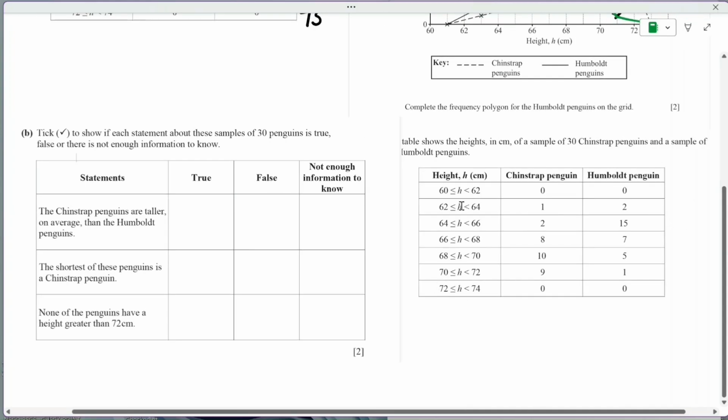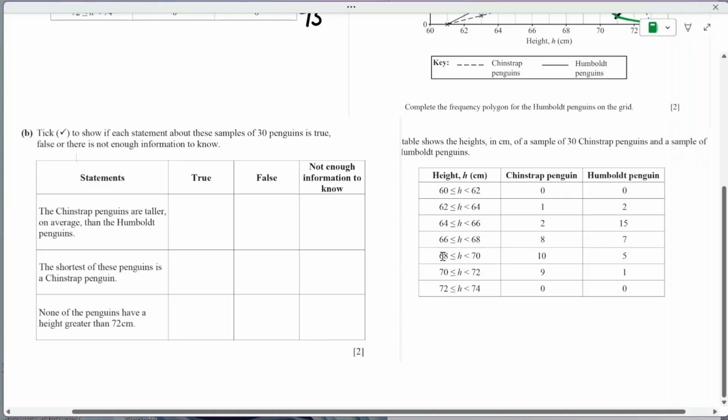If you look at the table, to get the taller ones, you have to come to the bottom. That's where you have the highest heights. That's between 72 and 74. Then you go up. Let's go from down up. Now for penguins between 72 and less than 74, you have none on both. Between 70 and less than 72, you have 9 Chinstrap and 1 Humboldt. You have more Chinstrap as compared to the Humboldt, which is less. The third line from the bottom, you have between 68 and 70. You have 10 for the Chinstrap and just 5 for the Humboldt. That means for the Chinstrap, you still have more within this height.